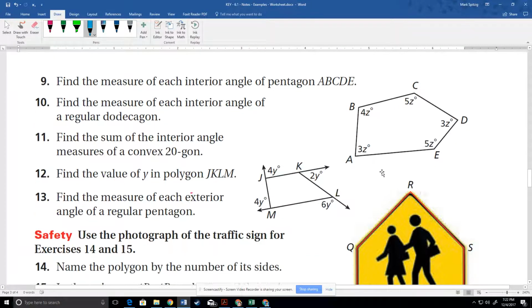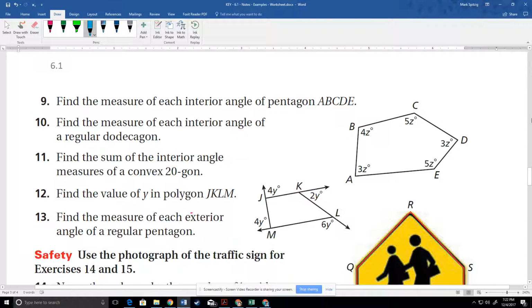All right, so we have: find the measure of each interior angle of this pentagon. And the thing that we know is this is a pentagon. Because it's a pentagon, we can find that all the interior angles are going to add up to 180 times n minus 2, with n in this case being 5, right? Because pentagon means n equals 5. So we know 540. 540 is what all these angles add up to, right? So I can do essentially all the angles: 3z plus 4z plus 5z plus 3z plus 5z equals 540.